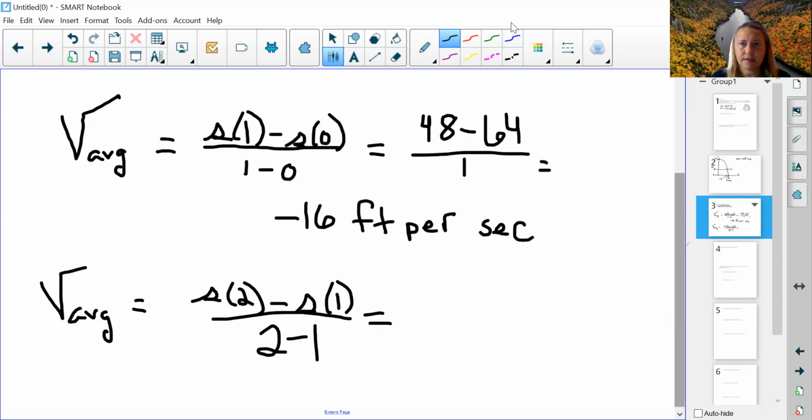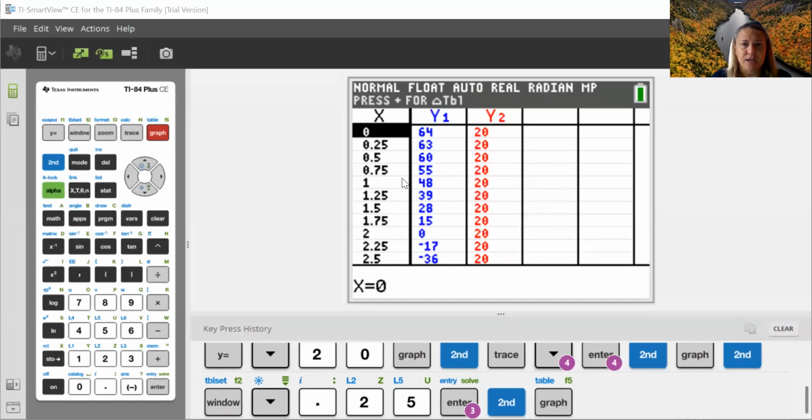Okay, so let's go back to the table. I could always just be plugging these into the equation, but that's the nice thing about the table, it gives me all my functional values and I don't have to do any work as far as plugging in. I just look at them on the table. So at 1 second, we already knew I was at 48 feet. At 2 seconds, I am at 0 feet. Okay, so that's a pretty easy computation to make. I moved 48 feet in 1 second.